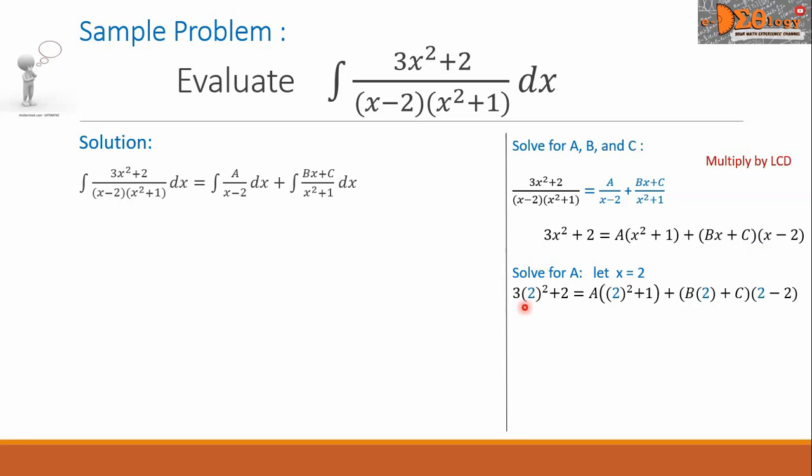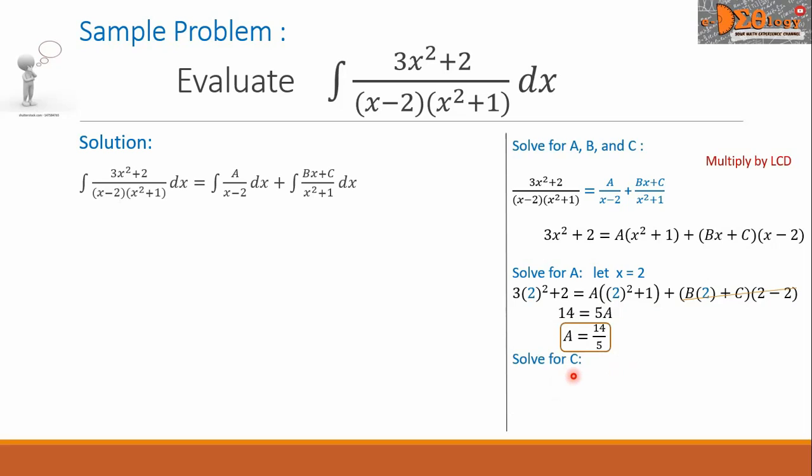By doing so, we have now 3 times 2 squared plus 2 equals A times the quantity 2 squared plus 1 plus the Bx plus C becomes B times 2 plus C, and the x minus 2 becomes 2 minus 2. This 2 minus 2 will give us 0, and this 0 when multiplied by 2B plus C will cancel this 2B plus C. Now let us simplify the equation further. The left-hand side becomes 14 equals the right-hand side is 5A. Then the value of A is 14 over 5.